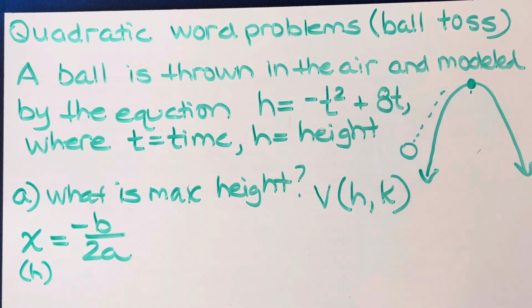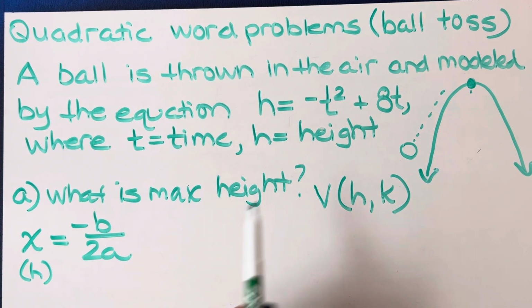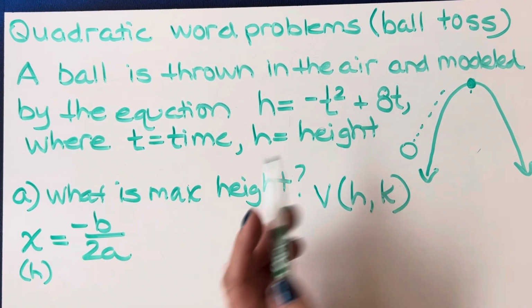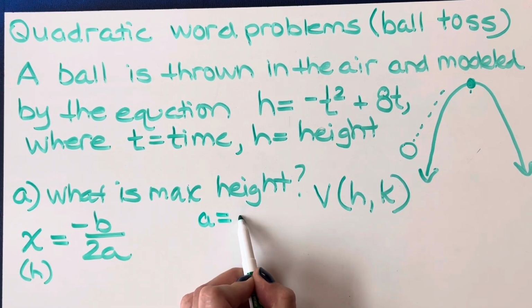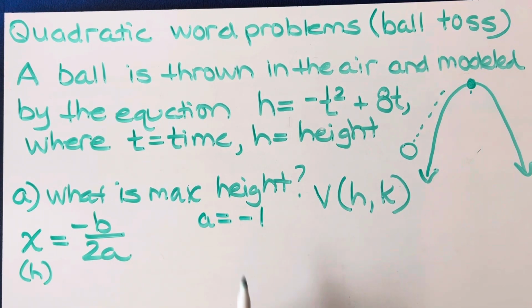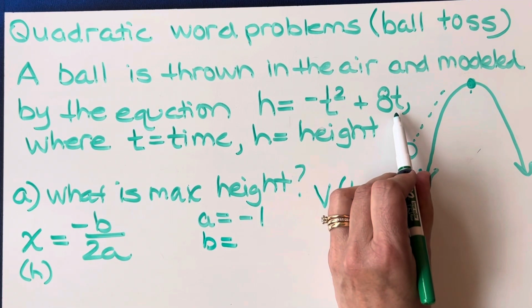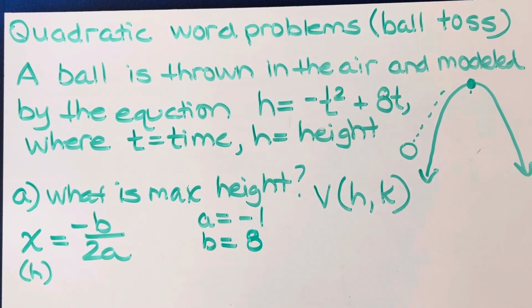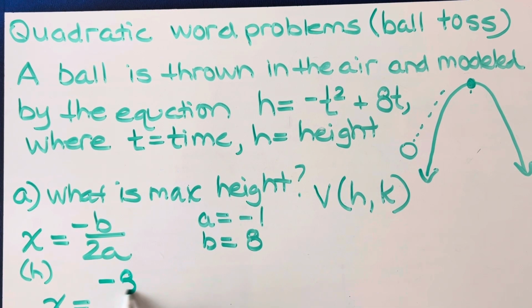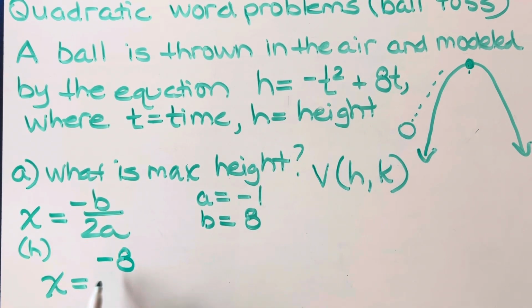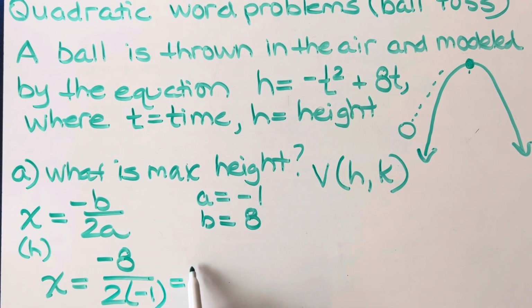And so I'm going to substitute in the b and the a values. So remember that the a value comes from the coefficient of your squared term. So that's -1. The b comes from the next term, which is 8. So I'm going to do the opposite of b. b was 8, so now it is -8, and over 2 times -1. So I get -8 over -2.